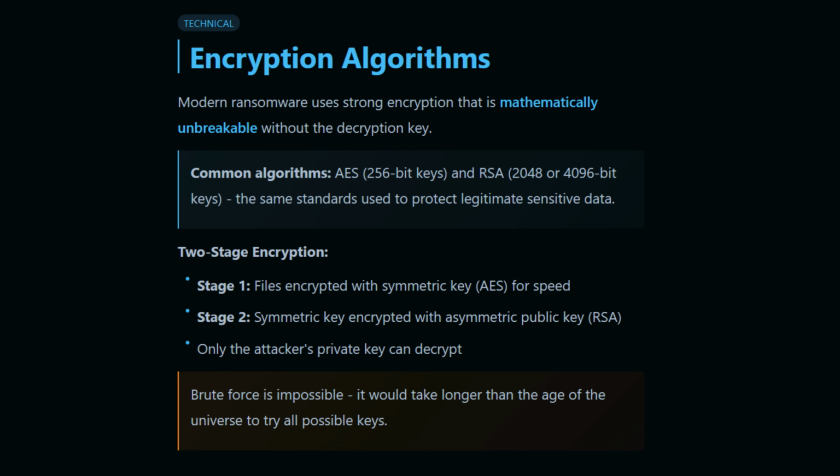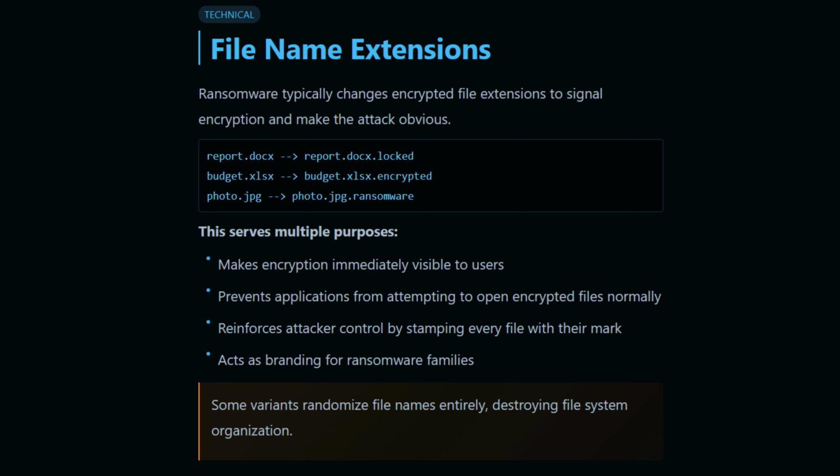Ransomware typically changes encrypted file extensions to signal encryption and make the attack obvious. A document named report.docx becomes report.docx.locked or .ransomware, or includes the specific ransomware variant's extension. Different ransomware families use different extensions, often as a form of branding. This makes the encryption immediately visible to users, prevents applications from attempting to open encrypted files as though they were normal files, and reinforces the attacker's control by stamping every file with their mark. Some variants randomize file names entirely, making recovery even more chaotic by destroying the file system organization.